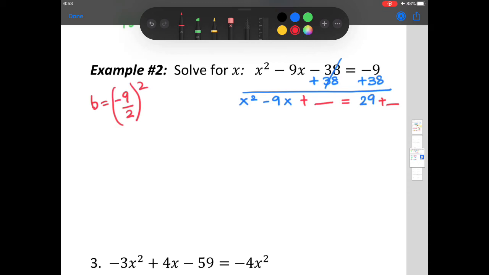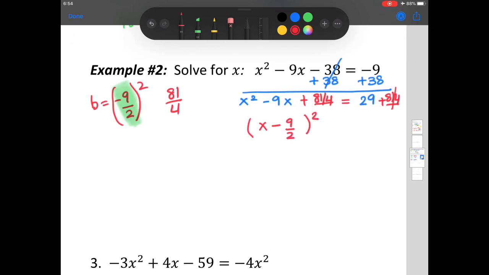So what do I get? Negative 9 squared is 81, 2 squared is 4. I want you to leave it as a fraction. I don't want you to simplify it. So this is going to be 81 over 4, and 81 over 4. So now let's factor this side. What did I tell you? It's always going to be this number. Give me two numbers that multiply to 81 over 4 and add to negative 9. It's going to be negative 9 halves.